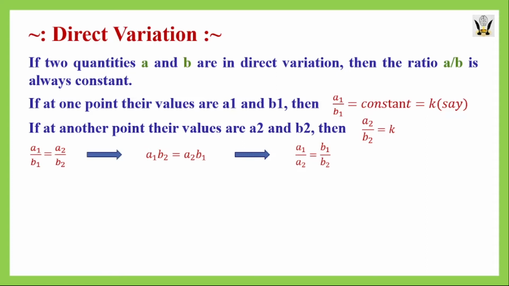Here, what we have done is taken the ratio of the same quantity. Initially it was the ratio of two different quantities A and B, so it was A1 by B1 and A2 by B2, and that was equal to K.